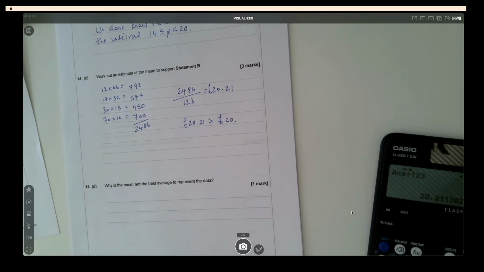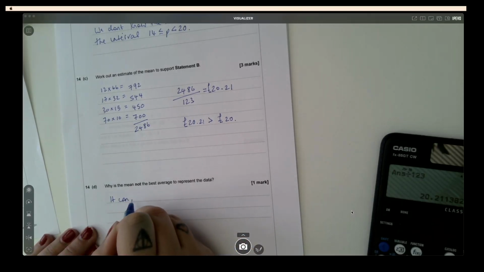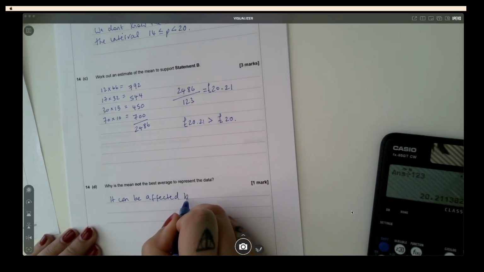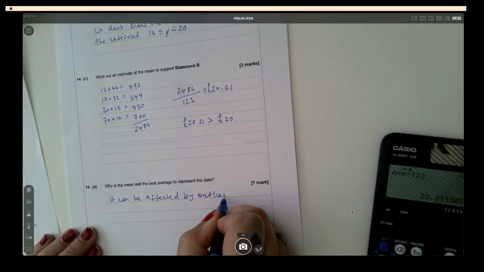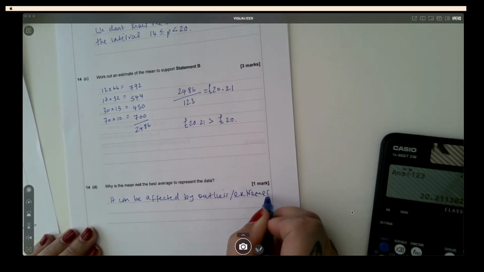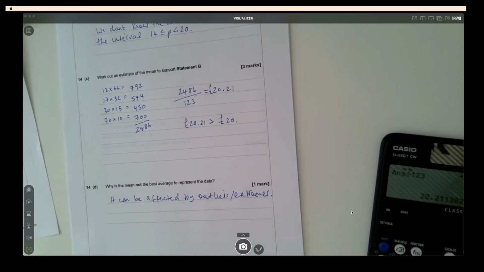Okay, 14D. Why is the mean not the best average to represent the data? So this is simply because it can be affected by outliers or extreme data values. Okay, because it includes all of the data, doesn't it? We can't see it visibly.